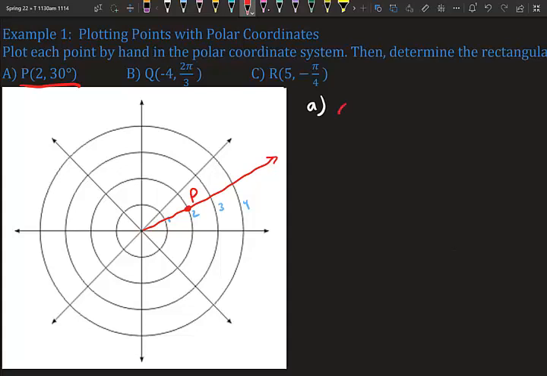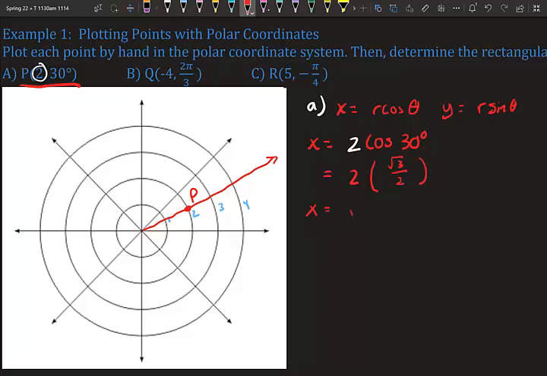So we need to find x, which is found by r cosine theta. And then we need to find y, which is found by y equals r sine theta. So we have x equals r. r is the actual number they give you, which is 2. Cosine, and then the theta they give us is 30 degrees. So 2 times cosine 30. Cosine 30 is perfectly on the unit circle, and it's the square root of 3 over 2. And when we simplify that, we get our x coordinate is square root of 3.